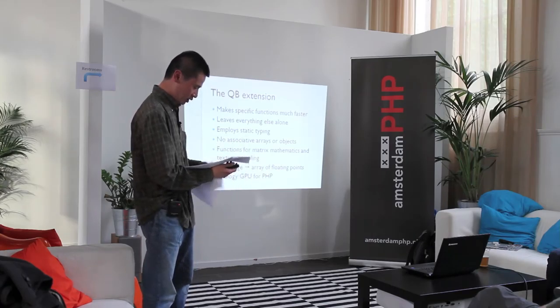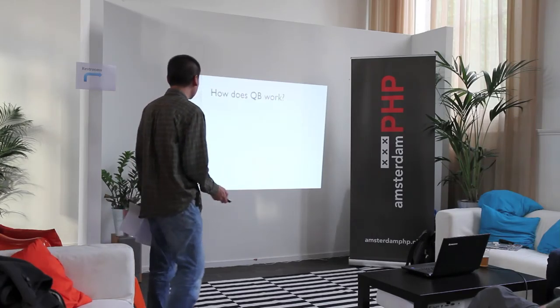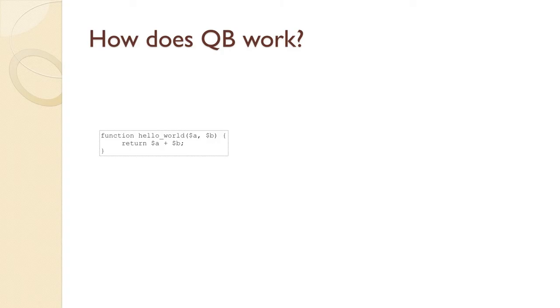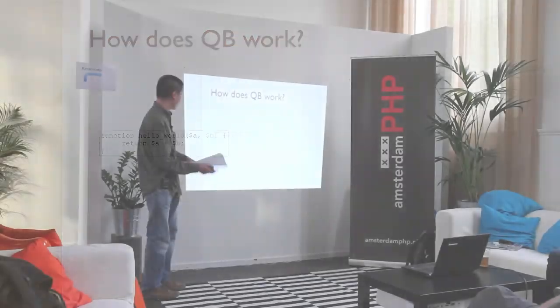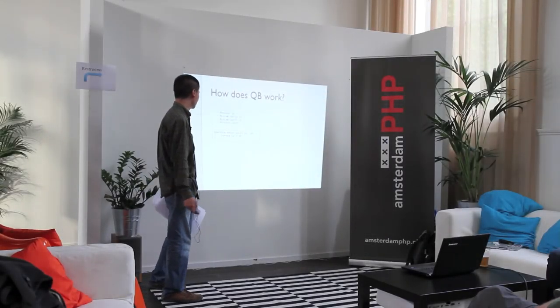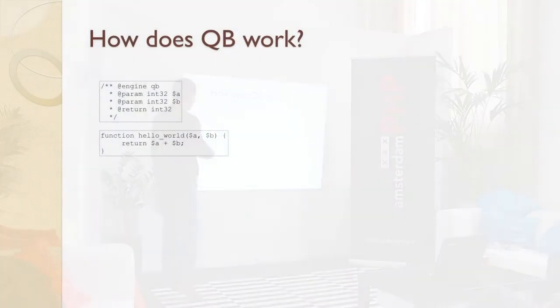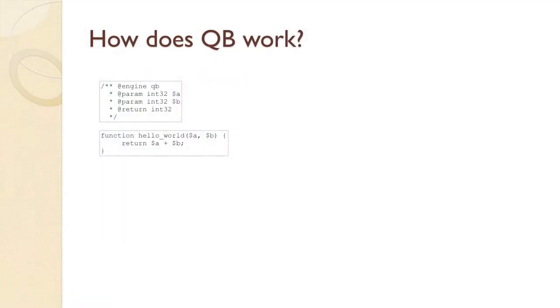Okay. And how does it work? So given a PHP function, a really simple one, you have to provide a doc comment section with the type declarations. In this example, you see that there are two parameters here, and they are both 32-bit integers, and the function also returns a 32-bit integer.